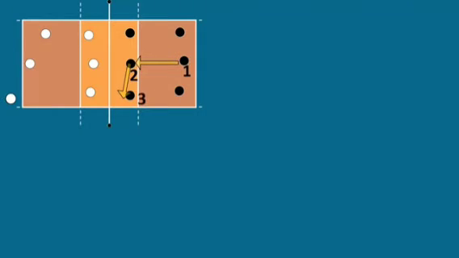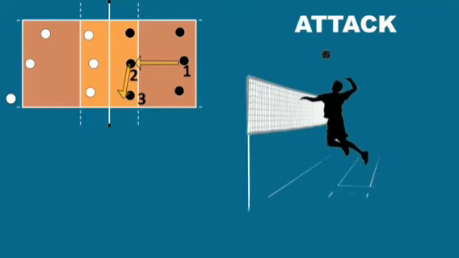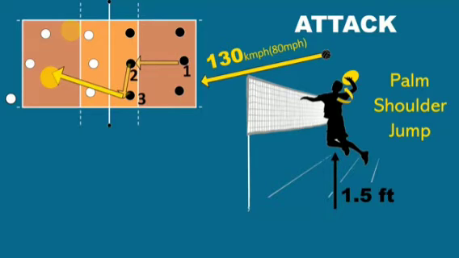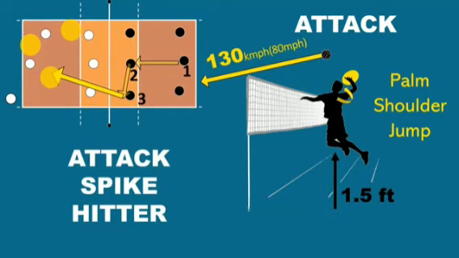And the third shot is known as the attack. In an attack, the player uses their palm to slam the ball. They use their shoulder to generate the power, and they jump up in the air around 1.5 feet, and they smash the ball into the opponent's area at 80 miles per hour. That's really fast. The intention is to hit the shot anywhere the opponent doesn't have a player, so you win the point. As soon as the ball hits the ground, you win the point. This attack shot is also known as a spike, and the player is also known as a hitter.